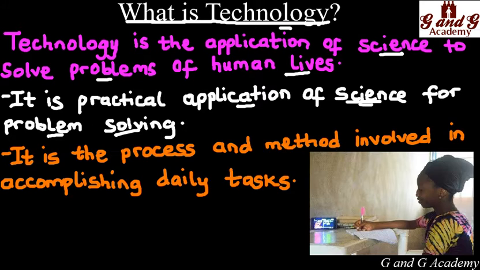Now, look at this also. Technology can also be defined as the process and method involved in accomplishing daily tasks. For example, to avoid the rigor of going to holiday coaching or going to school, you can sit down like this young lady and learn from the internet, even using your smartphone. Are you getting what we are trying to establish? That is technology.